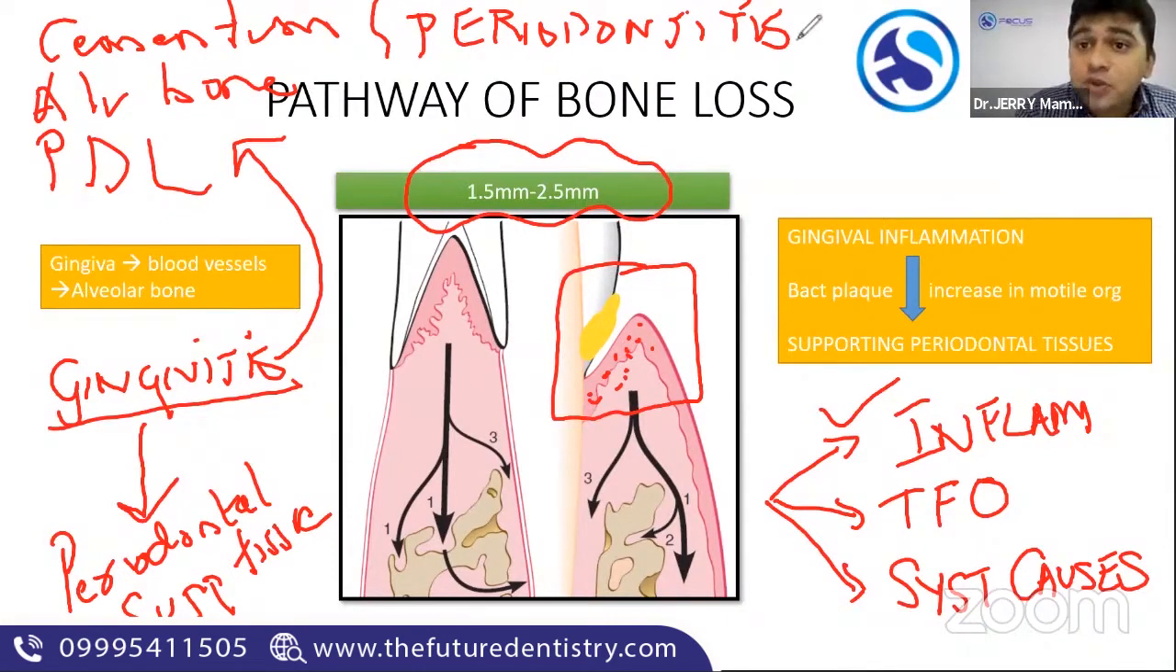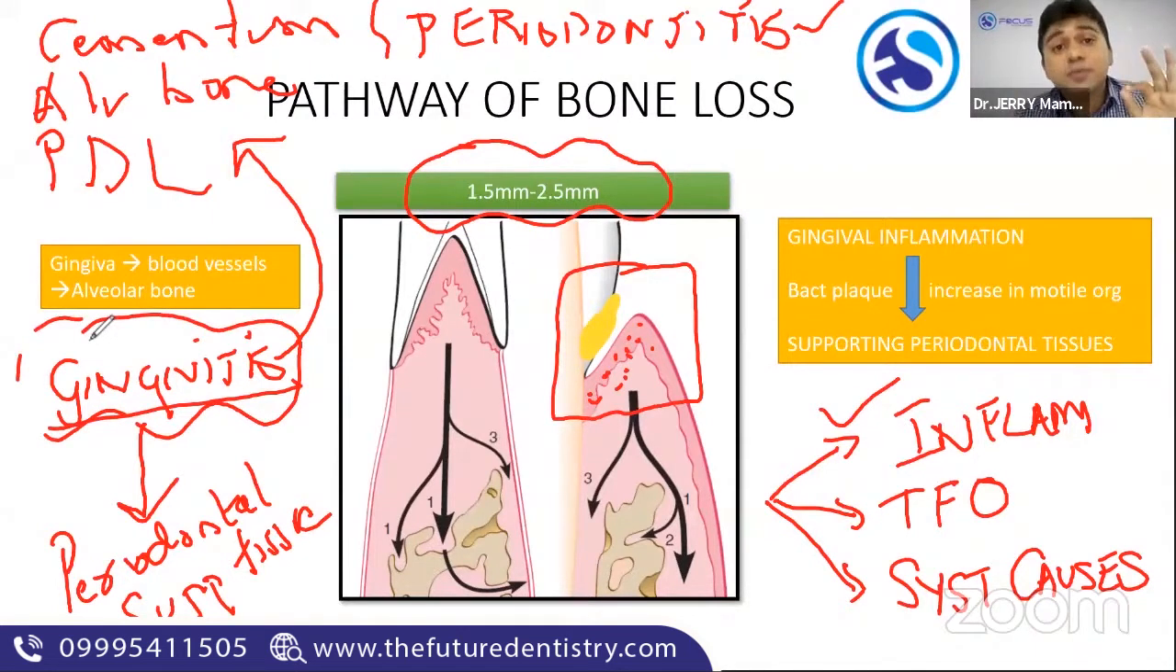For periodontitis to occur, remember, gingivitis is a prerequisite. That means gingivitis has to be present. We are talking about inflammatory causes. But does all gingivitis progress to periodontitis? Can I have an answer to that? No. Yes, very good, it does not. It varies from individual to individual.